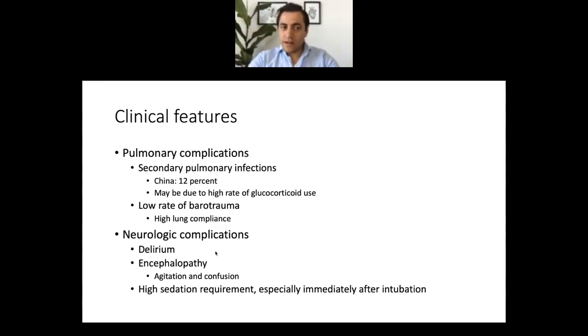We do see a lot of pulmonary complications. The exact numbers are yet unknown because it's a relatively new disease, but the Chinese report up to 12% secondary pulmonary infections. This may be due to the high rate of glucocorticoid steroid use in China. As I mentioned before, these patients have a high lung compliance, with a low rate of barotrauma and a low rate of pneumothorax.